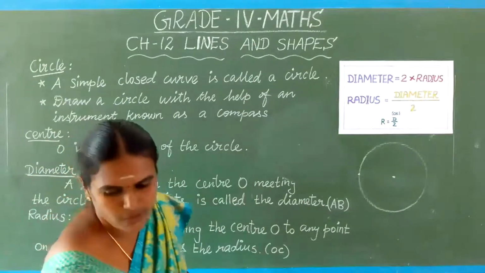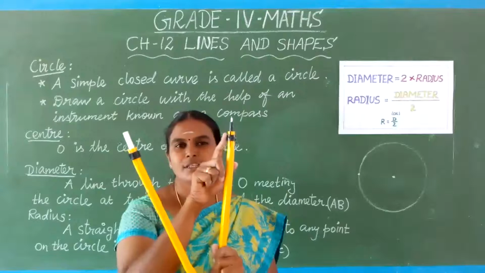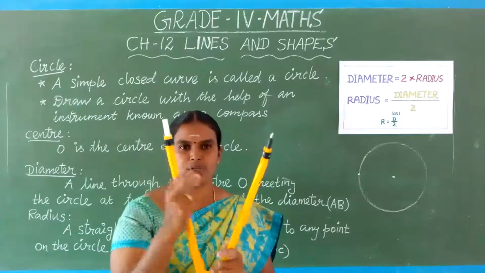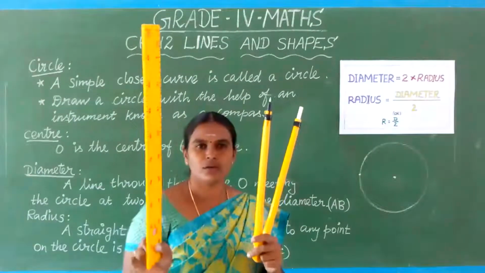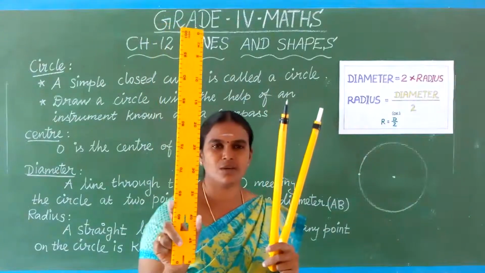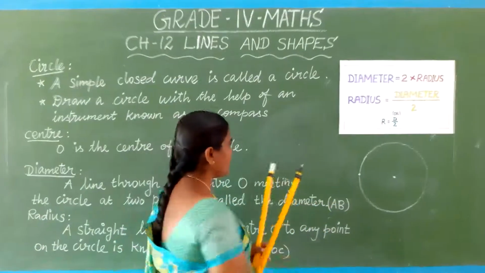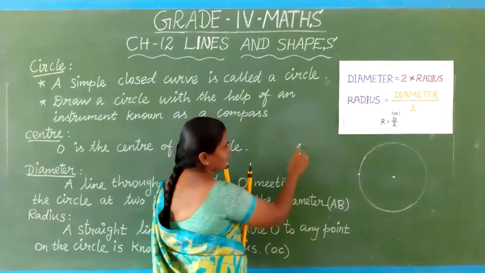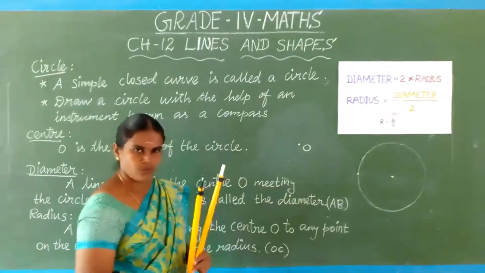So this is your compass. One point is the needle, and another point keeps your pencil point. This is your compass. This is a ruler. Ruler means scale. Now keep one point. This point's name is O.